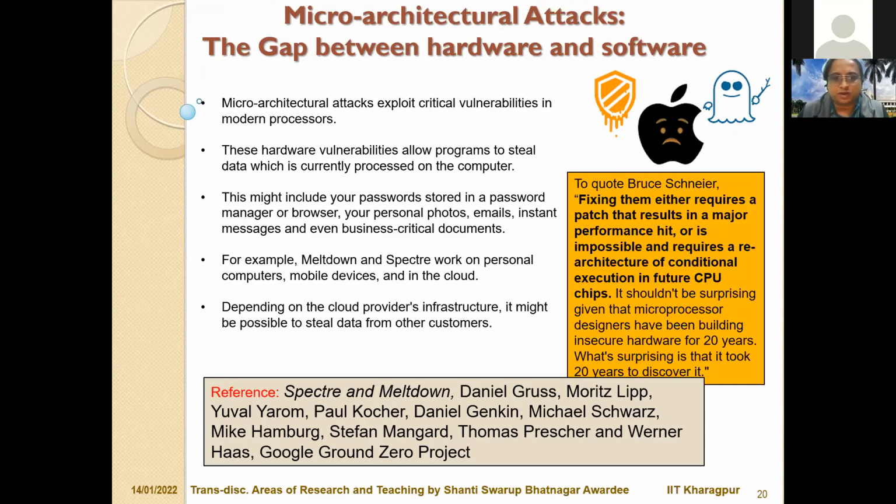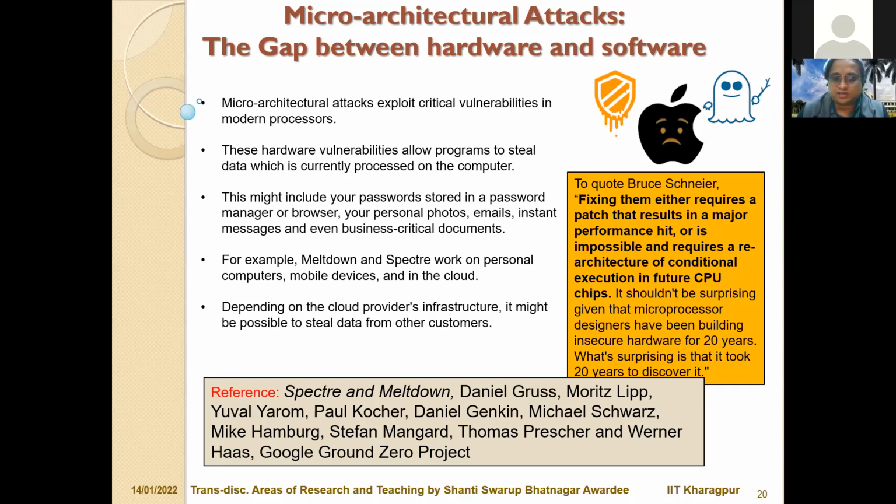However, it has been found that in this process, when you are doing your computation, information can leak through various interesting hardware resources. One of them is what is called the cache memory. These attacks are so powerful that they can help the attacker obtain passwords, your personal photos, emails, instant messages, and even critical business documents.